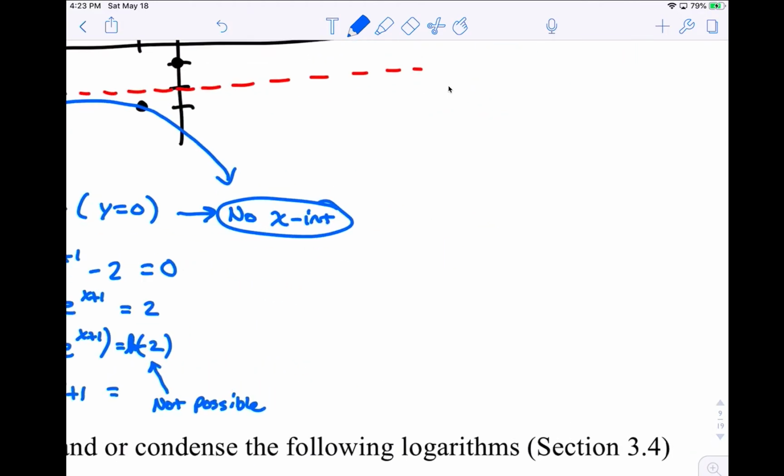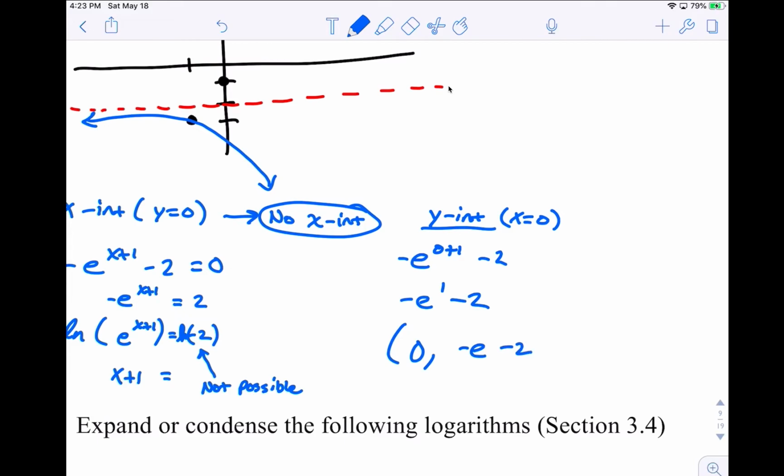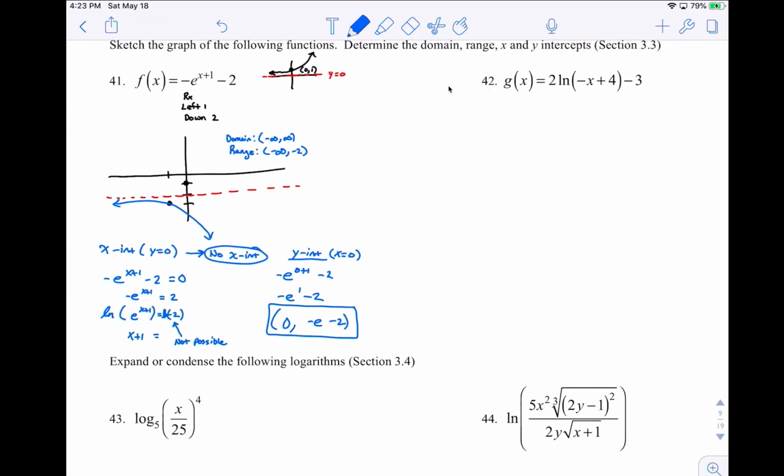And then the y-intercept, that's when we're going to plug in 0 for x. So negative e to the 0 plus 1 minus 2. So negative e to the first minus 2. So that is your y-intercept for 41.